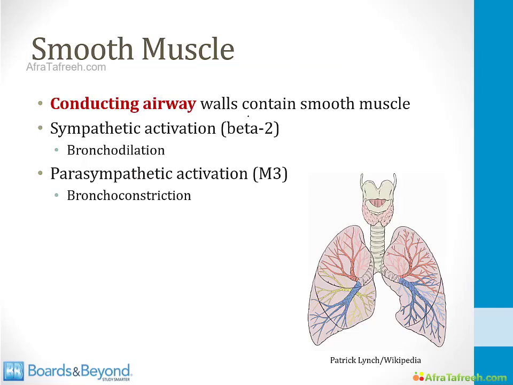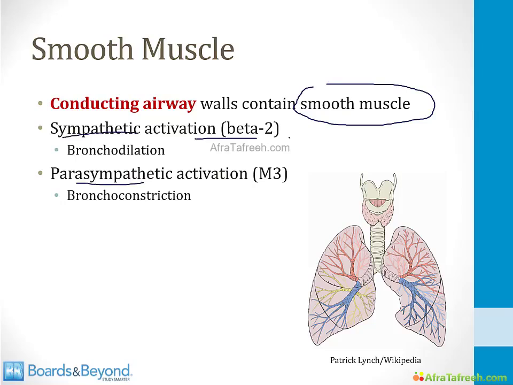The walls of the conducting airways contain smooth muscle. So for example, your bronchioles can constrict or dilate to allow more or less airflow. This smooth muscle is innervated by the sympathetic and the parasympathetic system. Beta 2 receptors are activated by the sympathetic system, and this leads to bronchodilation. So basically, as part of your fight or flight response, you want the bronchioles to dilate and allow more air into the lungs.